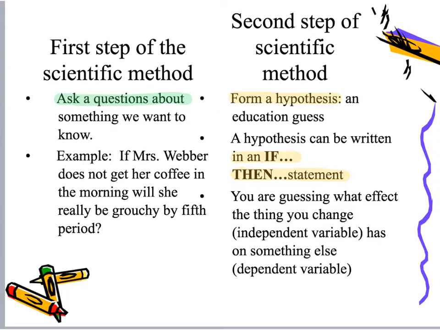So if we were to add fertilizer to a plant, then we would expect it to grow more. Or if we stop watering a plant, then we would expect it to die. If we studied more, then we would expect our grades to go up. If we went to bed earlier, we would not be tired in the morning. Okay, so these if-then statements, we are forming them in order to make a claim. This is what we believe is causing the effect.